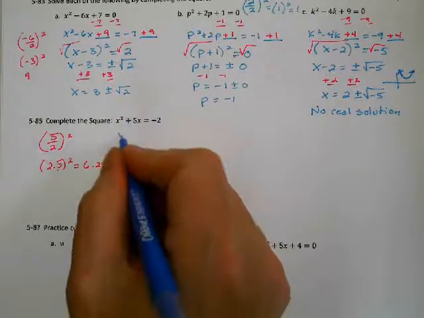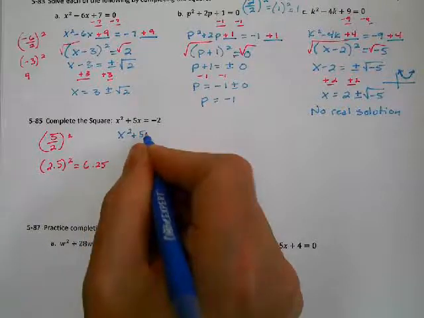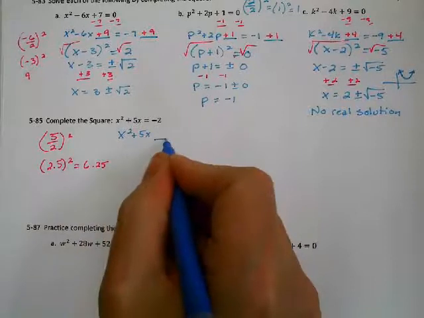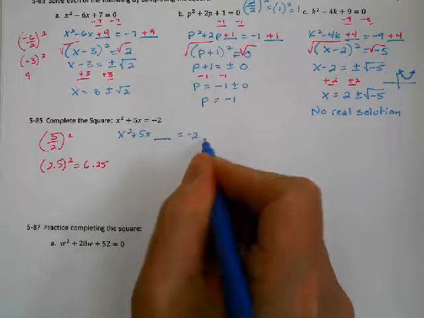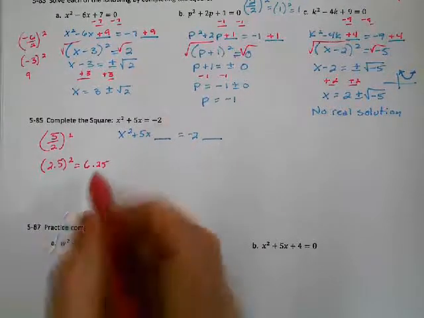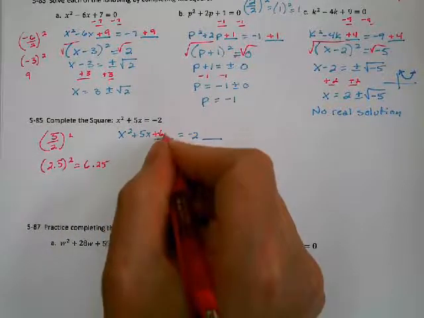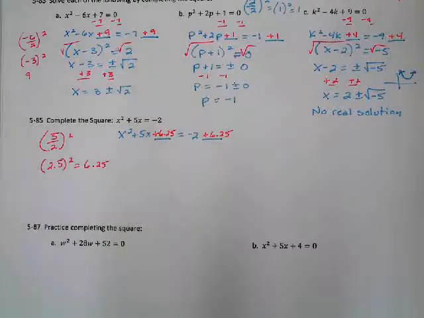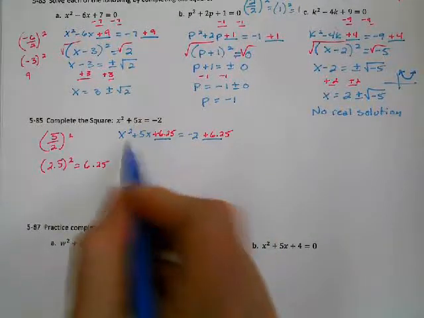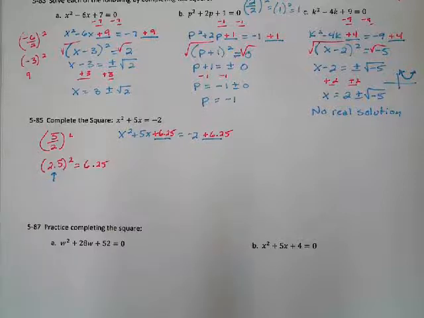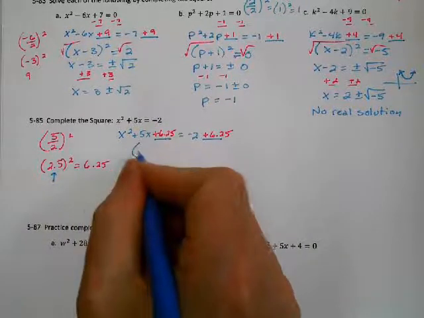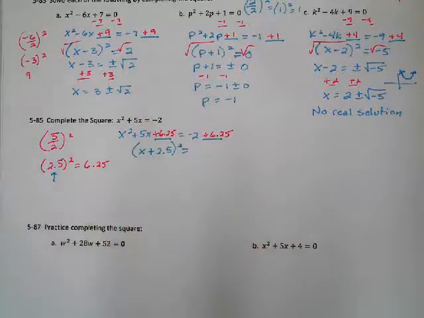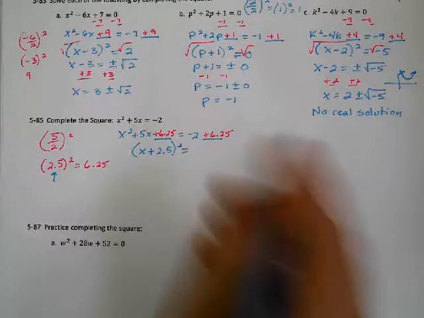So I got x squared plus 5x. And then in this blank right here, and in this blank right here, I add the 6.25. We clean it up at this point. The perfect square that I just made, the number that I squared was 2.5. So this is x plus 2.5 squared. Negative 2 plus 6.25 is 4.25.